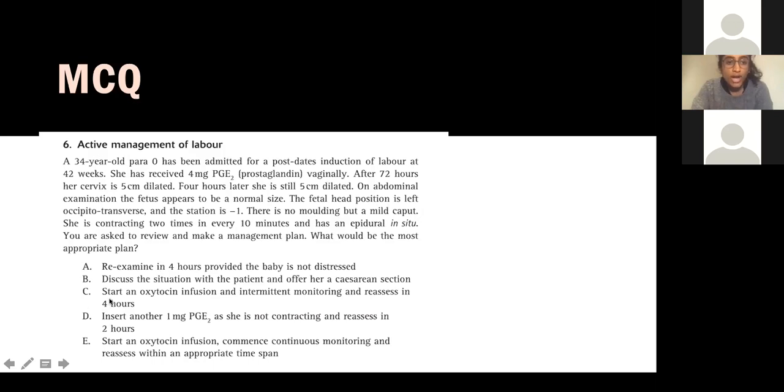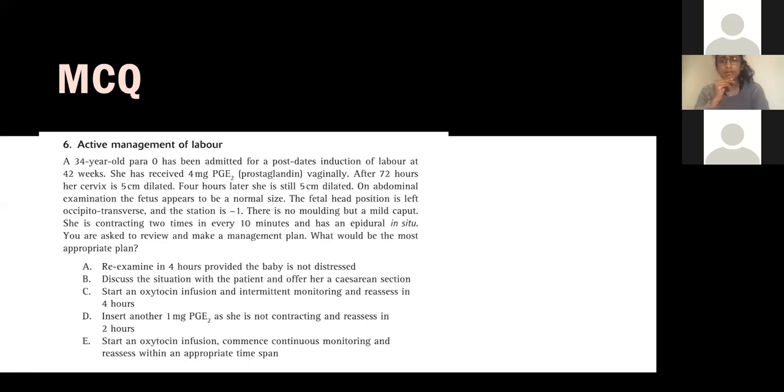So why is it not C? Because C and E are quite similar. Starting an oxytocin infusion, intermittent monitoring and reassessing. Yeah, 4 hours is too long. That's true. Anything else?